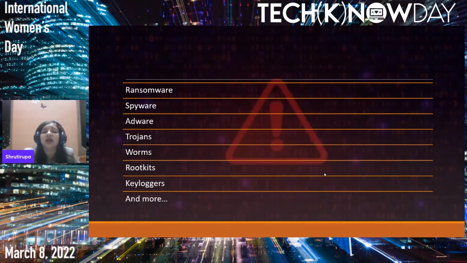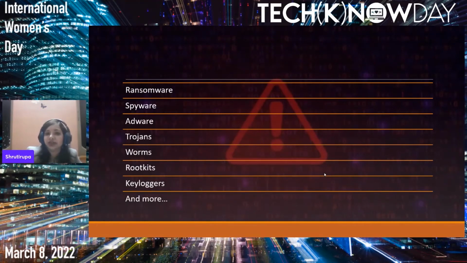For example, as I mentioned, keyloggers are saving your keystrokes, they're detecting your keystrokes. Ransomware is actually encrypting your files, and in return, it is asking for a ransom. Spyware is spying on you. Trojans are getting hidden behind some legitimate software. So these are some of the ways how different types of malwares are defined, and based on that the analysis is further performed.